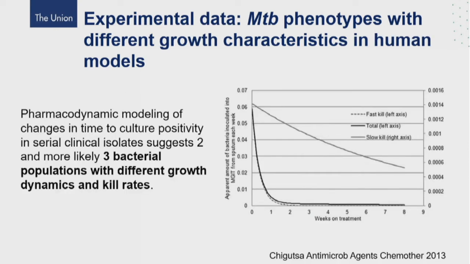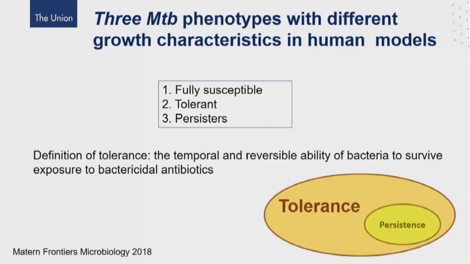In human models, using PK modeling of changes in time to culture conversion of serial clinical isolates collected from patients, these data suggested that at least 2 and probably 3 bacterial populations with different growth dynamics and kill rates were present. And so I moved further on these 3 MTB phenotypes with different growth characteristics in these human models. And looking at fully or highly susceptible, a second group tolerant, and a third group persisters.